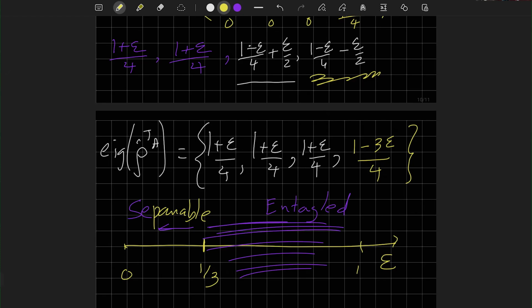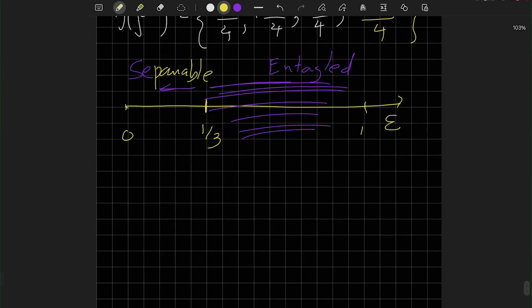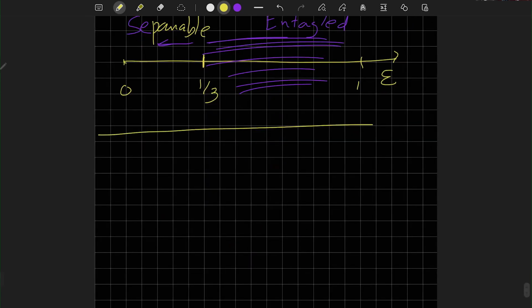There are other tests. One of the important tests is the concurrence test. You find the eigenvalues of some other operator derived from the density operator and see if the eigenvalues turn out to be negative or not. So there are other kinds of tests that can be performed to verify entanglement. Any questions up to this point before we move on to state homology?